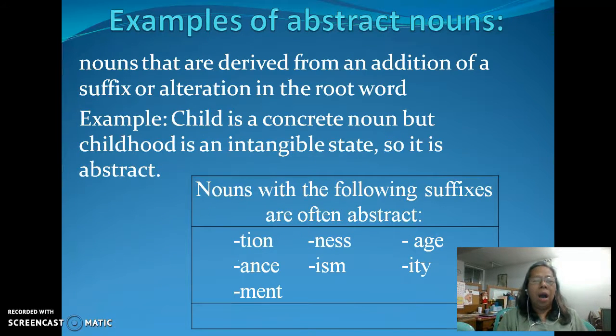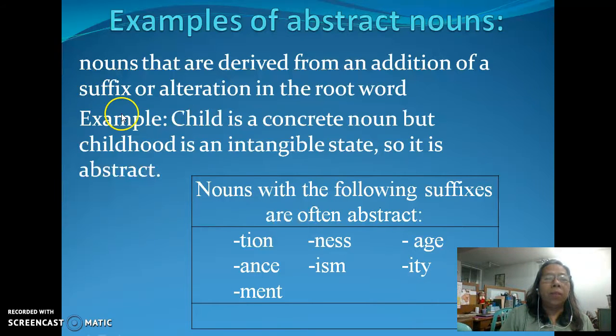Okay? Now, I'd like to focus on another type of abstract nouns. These are those that are formed by adding a suffix to the word. For example, the word child is a concrete noun, right? Okay? But if I add the suffix hood to the term child, it becomes childhood. Therefore, it becomes an intangible already. It cannot be touched anymore. A childhood is intangible. So it has become an abstract noun.